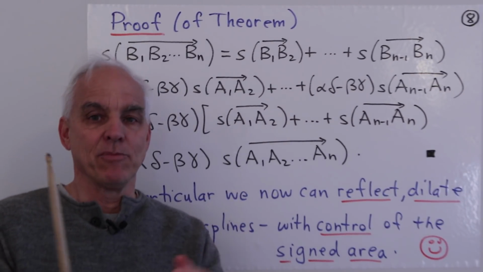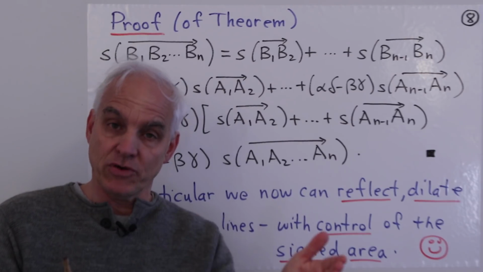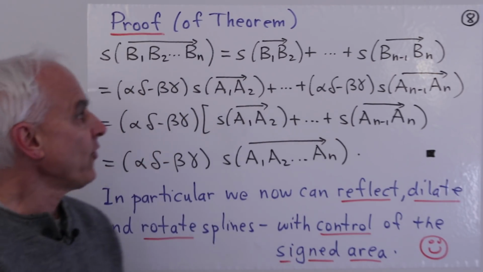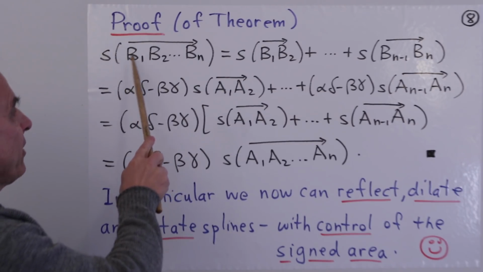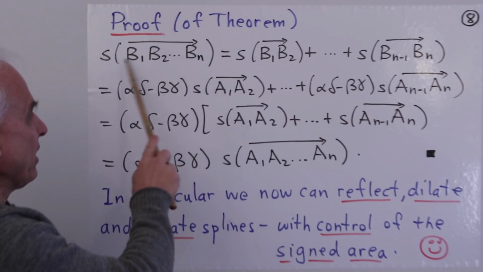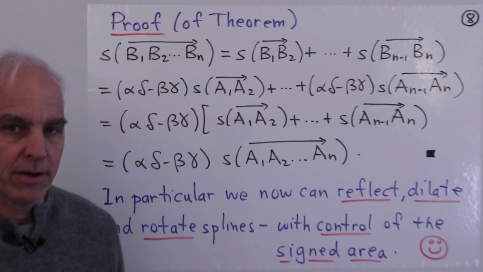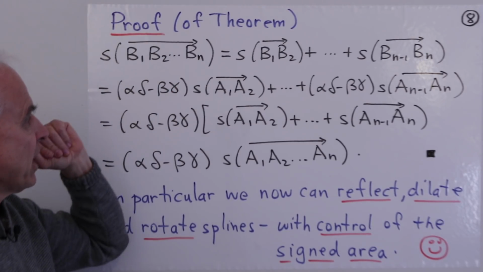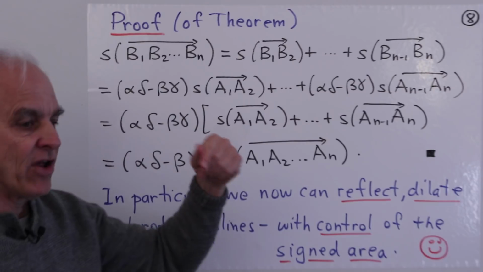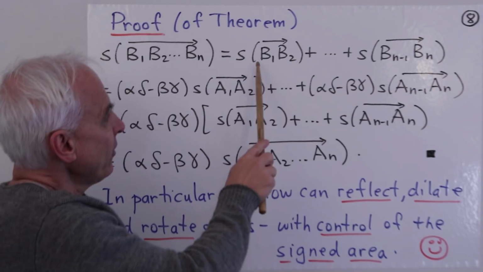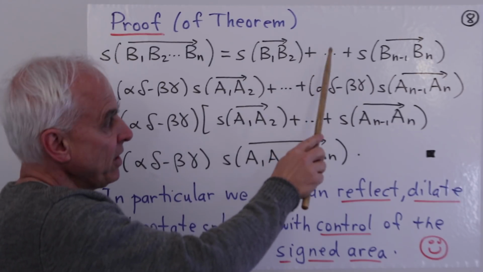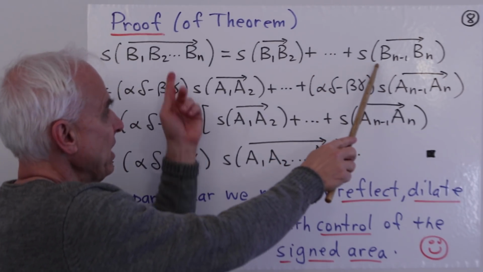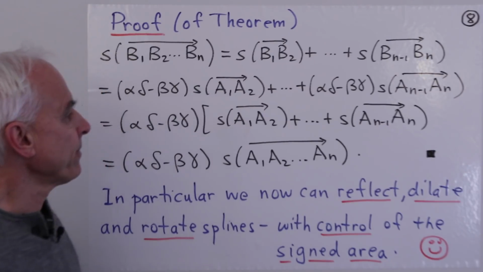Okay, so now let's go back and prove the theorem that deals with the general splines. So with the notation of the theorem, we're interested in the spline B1, B2 up to Bn and calculating its signed area. Now, by definition, the signed area of such a spline is the sum of the signed areas of all its oriented edges. So signed area of B1, B2 plus signed area of B2, B3, all the way up to signed area of Bn minus 1, Bn.